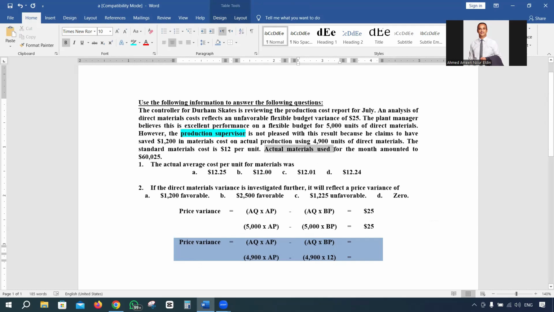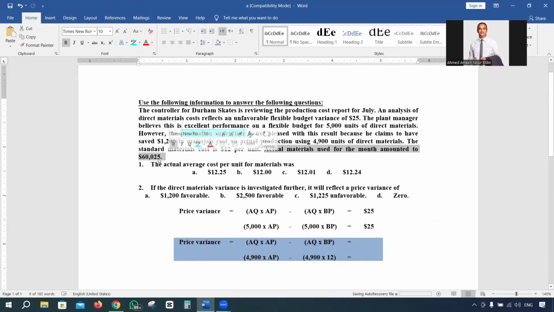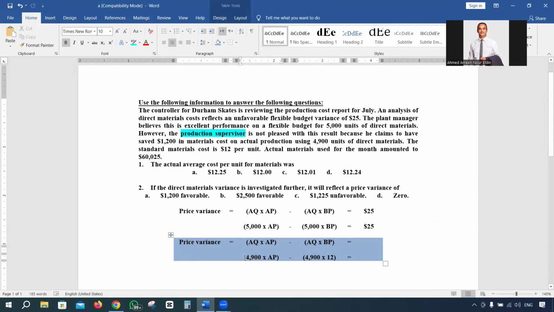Actual material used for the month amounted to $60,025. That is the actual amount for actual material. So you can remove this and write $60,025 like that. 60,025 minus 4,900 multiplied by $12 is equal to the variance.